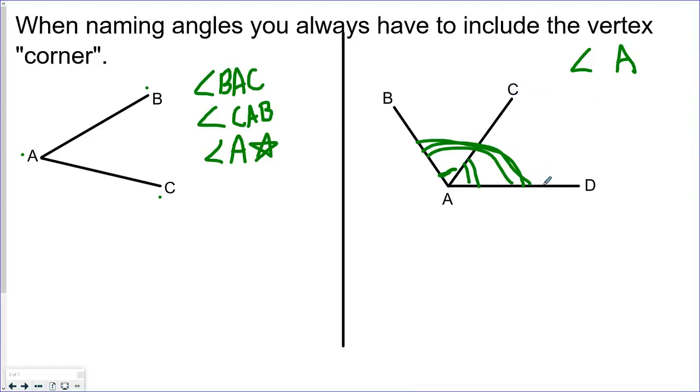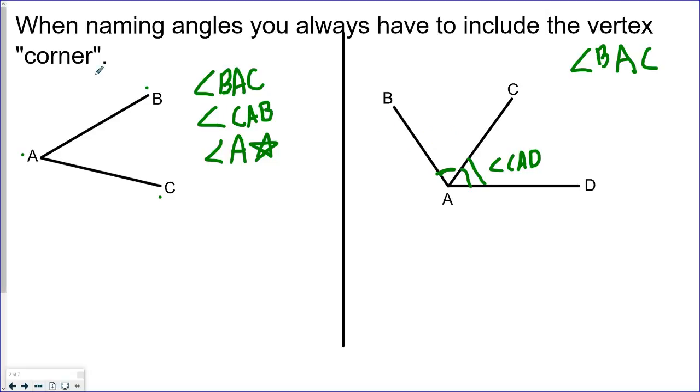In this case, if you have multiple angles coming off of the same point, you have to describe it using three letters. So if I want this angle right here, I'd have to call that angle BAC or CAB. So I have to use the 3-point naming system for angles in this type of picture. This angle right here would be called DAC or CAD, either one. So this would be CAD, we could say. This would be BAC for this angle right here.